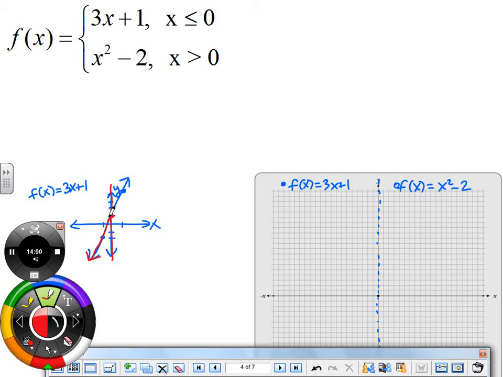So now I'm going to go ahead and transfer this over just with the couple points I see. So I'm going to put that point at 0, 1. And then down 3 over 1. Or just see the point negative 1, negative 2. To help me draw the line that's going to go that way. Okay. So there's one piece of my piecewise function. Okay, so one piece is done.